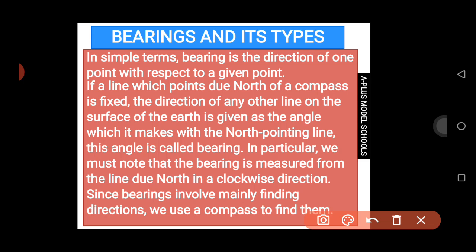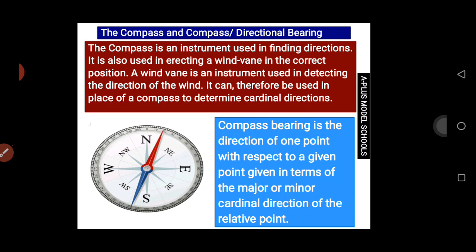When you are dealing with bearing, it is measured in a clockwise direction. When you want to read your angle, it is read in a clockwise direction, the way the hand of the clock moves. That is from the north, you start reading your angle from the north pole in a clockwise direction. And a compass can also be used to measure your direction. So now let's move to the types.